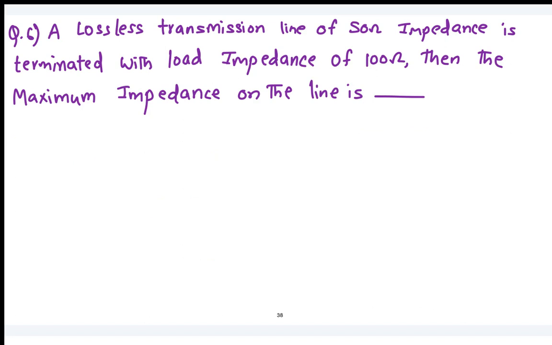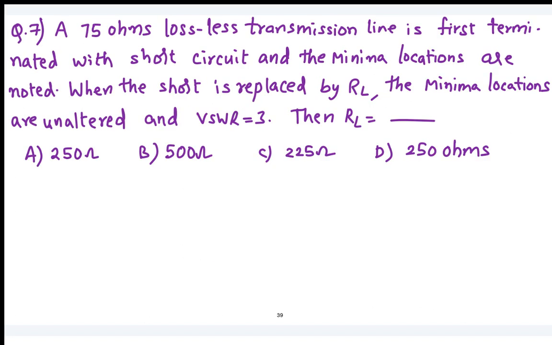See the next problem. It's somewhat lengthy, so try to understand this. The 75 ohms lossless transmission line is first terminated with a short circuit and the minima locations are noted. When the short circuit is replaced by a load resistance of RL, the minima locations are unaltered and the VSWR is equal to 3. Then what is the value of RL?